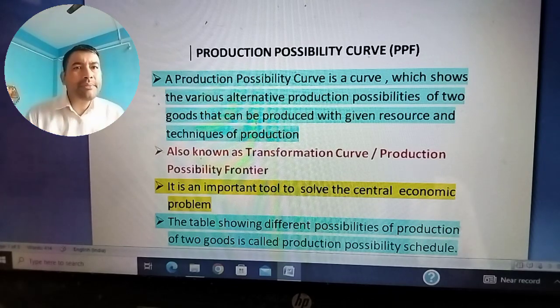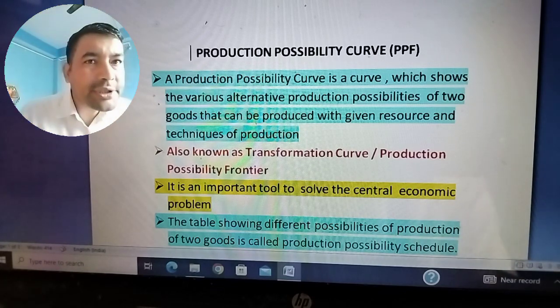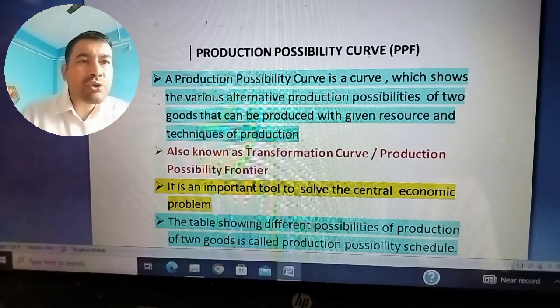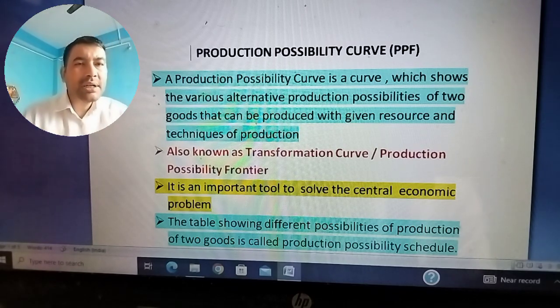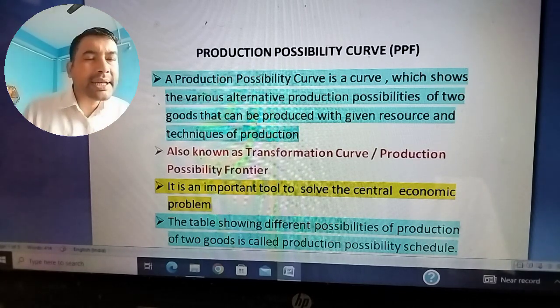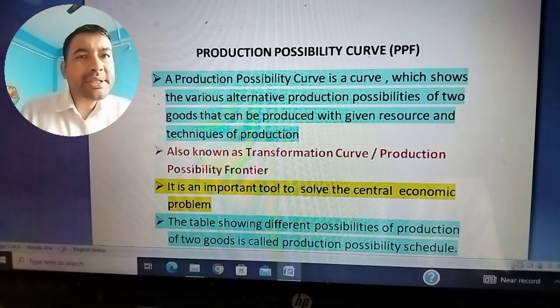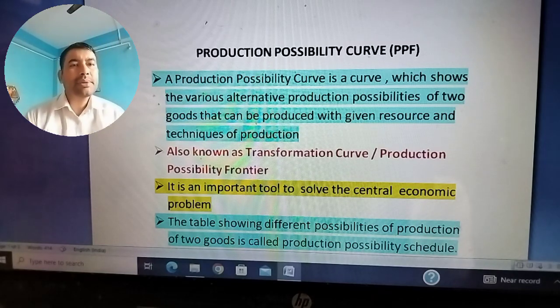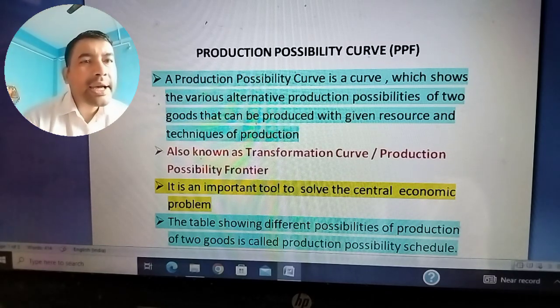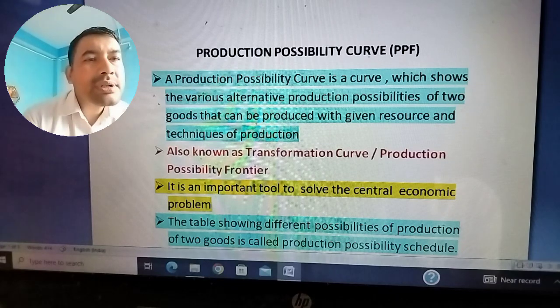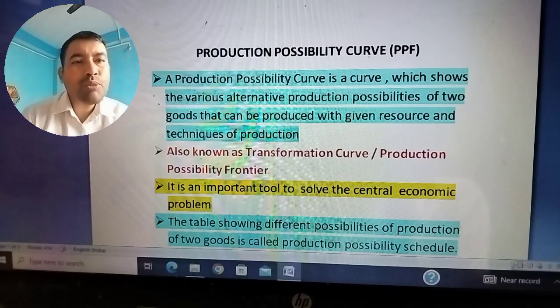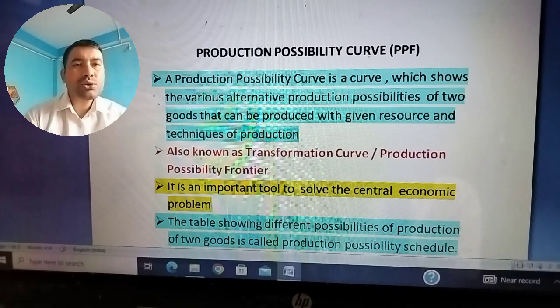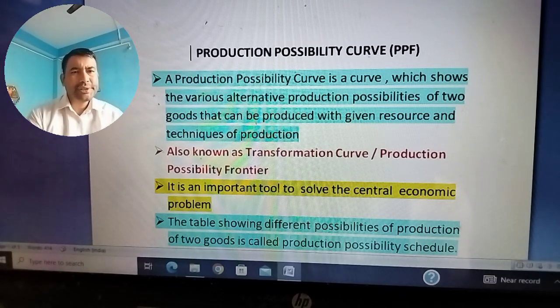You can have different combinations of the two commodities, but you cannot produce more of both commodities because of the limited resources. So with the given resources and the given level of technology, different combinations of the two products that can be produced can be depicted through a curve, and that curve is known as production possibility curve. This curve is also known as transformation curve or production possibility frontier. Okay, it is also known as production possibility frontier.